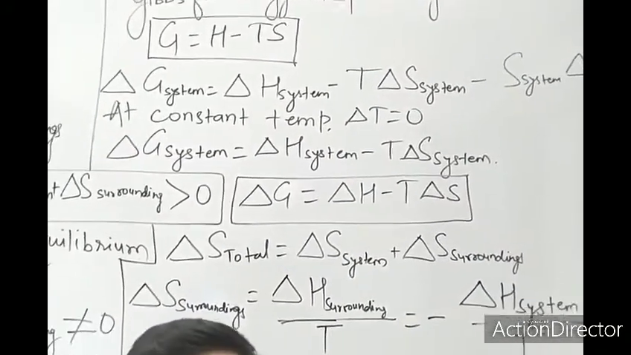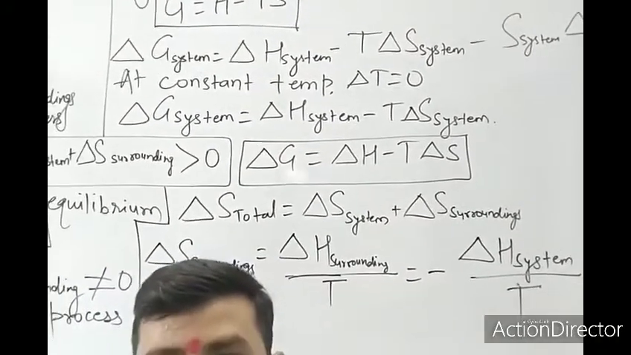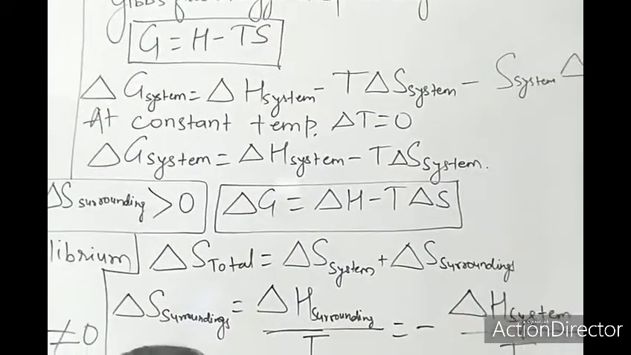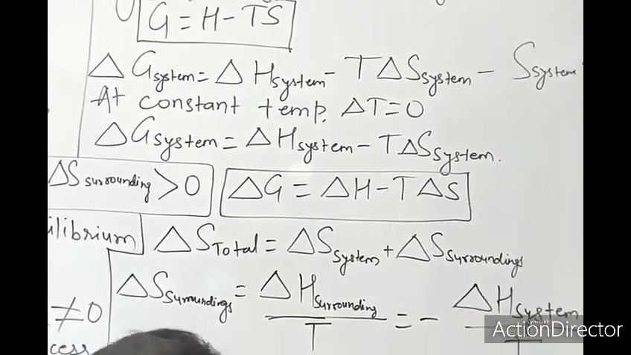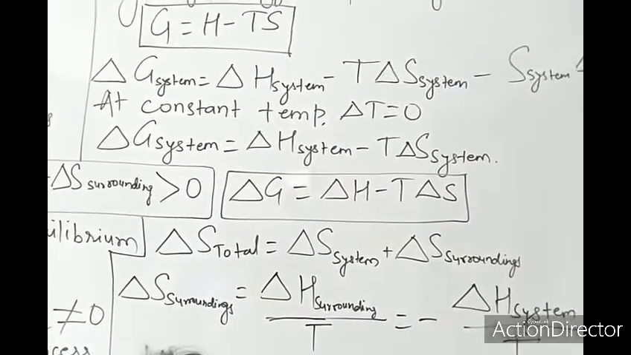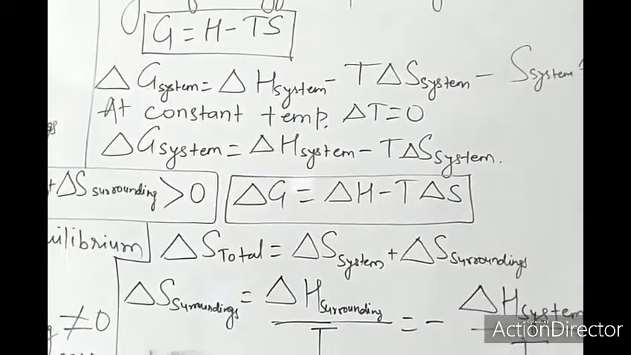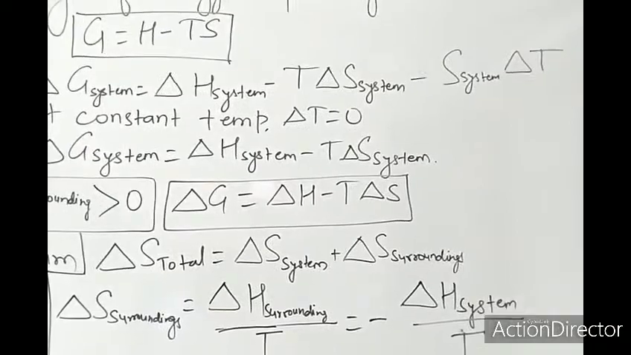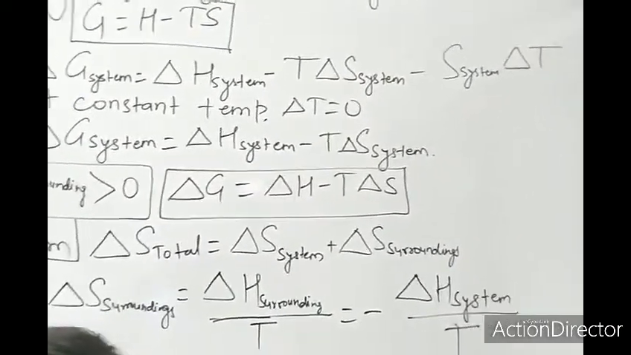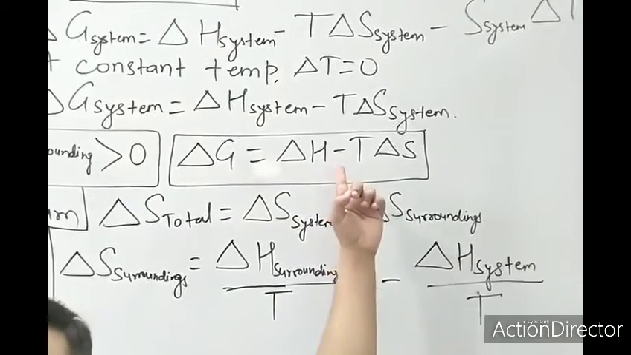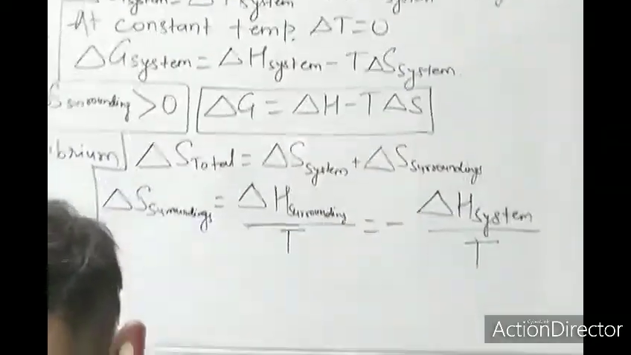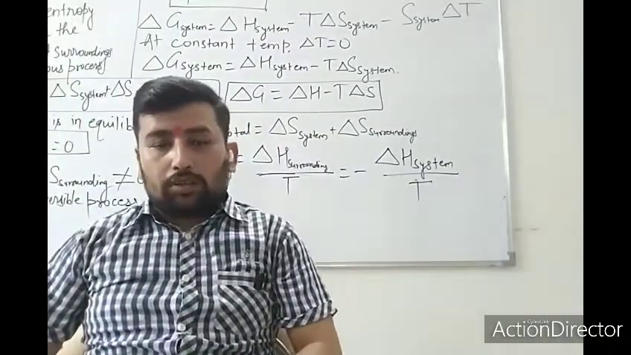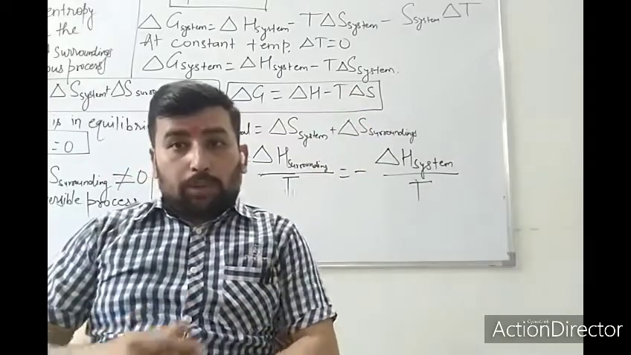If we talk about constant temperature, at that time delta T is equal to 0. As it becomes 0, delta G is equal to delta H minus T delta S, with delta H system and T delta S system. Usually the subscript system is dropped, and we simply write the equation delta G is equal to delta H minus T delta S. This is the main equation in the Gibbs free energy.